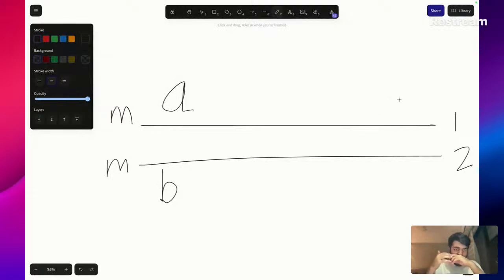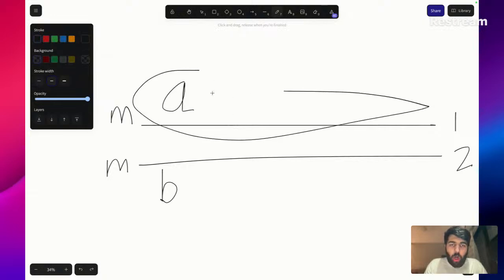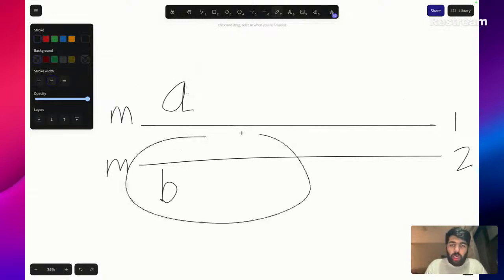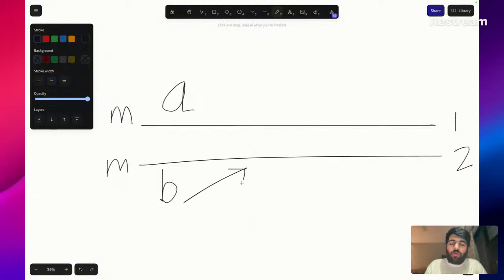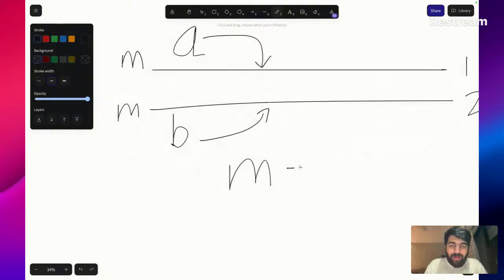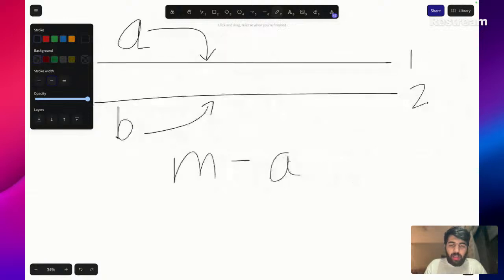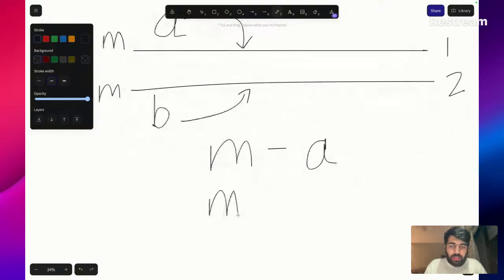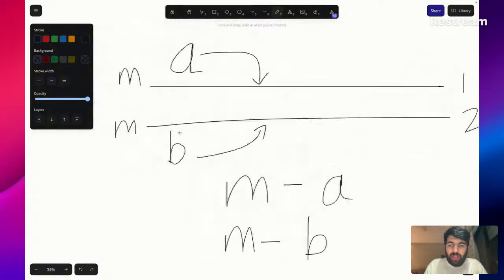You can use a greedy strategy here. Obviously, you can put all A monkeys here and all B monkeys there, because there is no other option for B monkeys, right? You have to go here. So all B monkeys will sit here, all A monkeys here, and we'll have M minus A seats remaining and M minus B seats remaining.